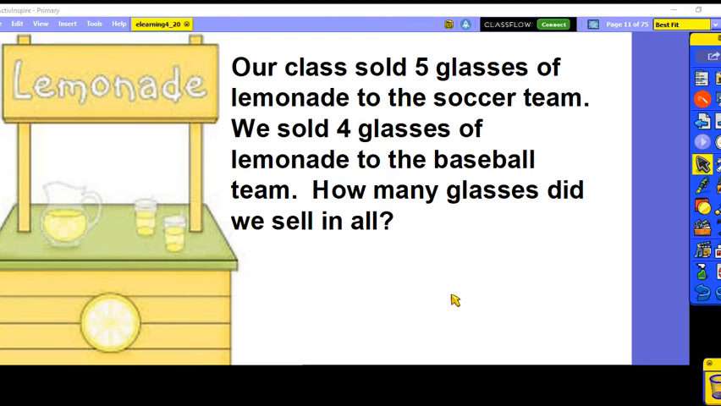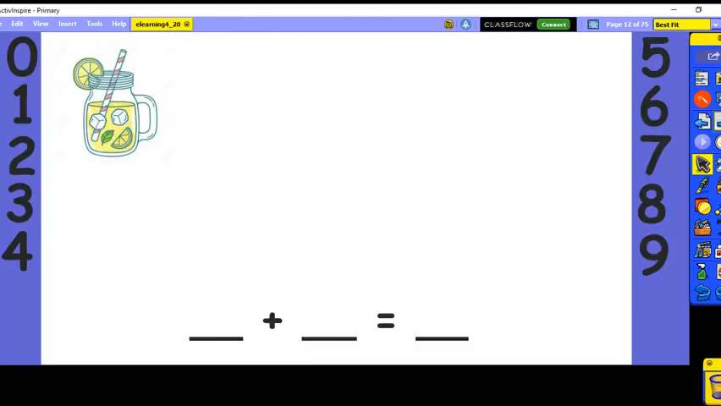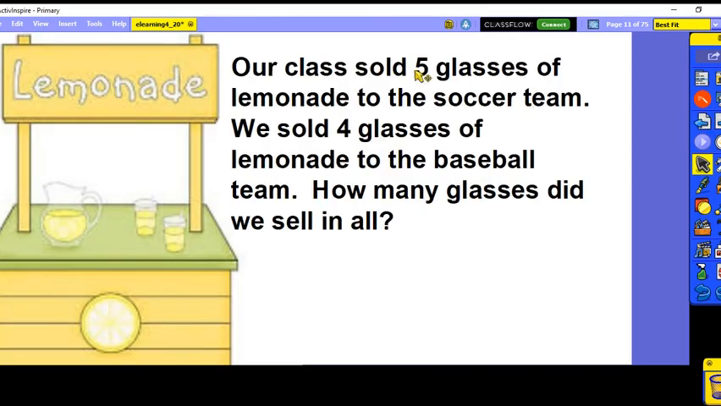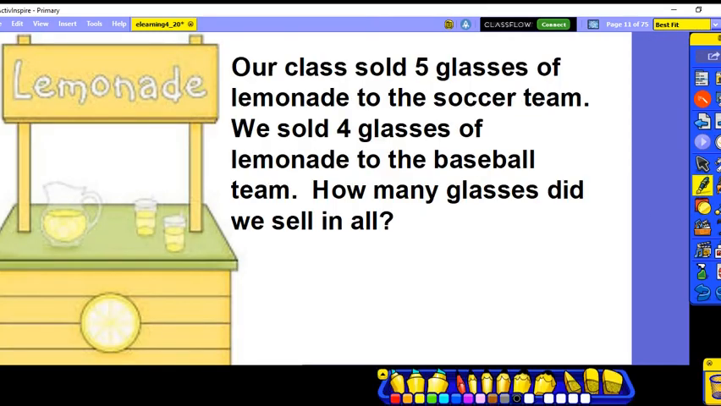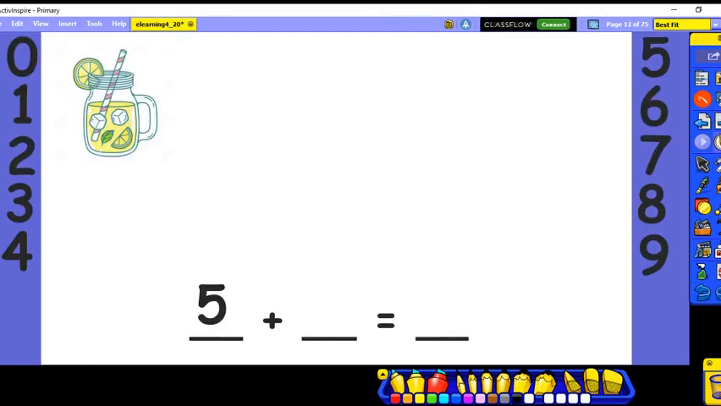Our class sold 5 glasses of lemonade to the soccer team. We sold 4 glasses of lemonade to the baseball team. How many glasses did we sell in all? So let's go to a fresh page in our daybook. Okay, so we did 5, there it is right there. Let's highlight it just because that's an important thing. We did 5 glasses. That's a really small one, huh? We did 5 glasses of lemonade to the soccer team. We sold 4 glasses of lemonade to the baseball team.